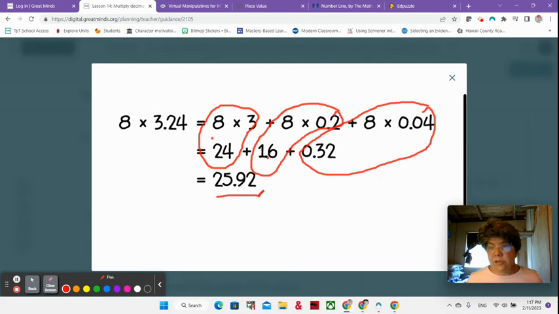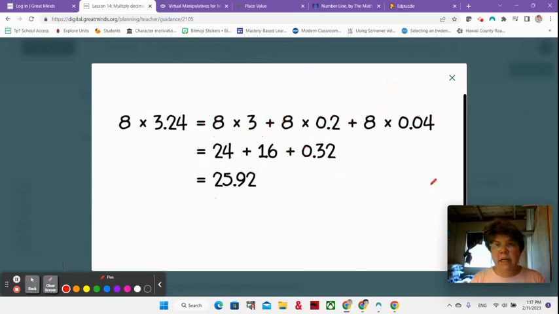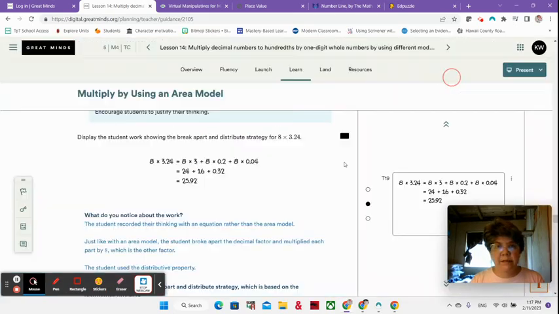So we're looking at two methods right now. One is break apart and distribute, and the other is the area model, and they are related. But you see how we're distributing the 8. We're giving it out to each of the parts. Do you see that? Because we broke this apart, and then we're distributing. Distributing means to give out. Okay? All right. Let's do one more for practice, and then we will be done with lesson 14.